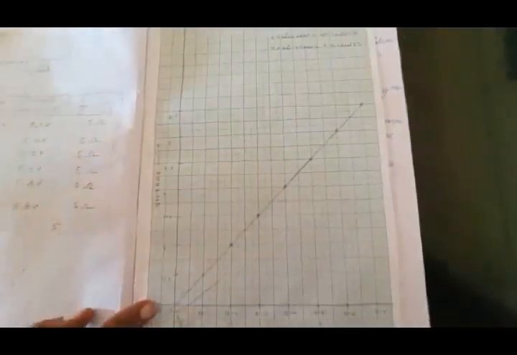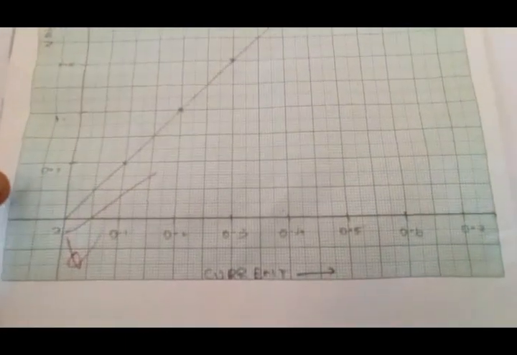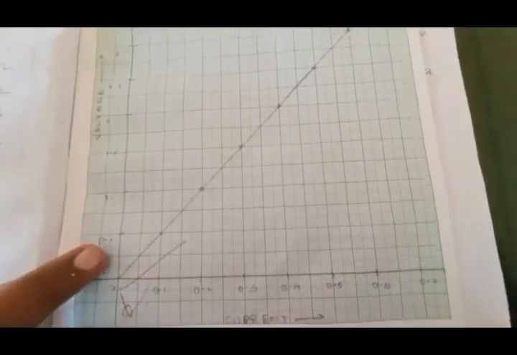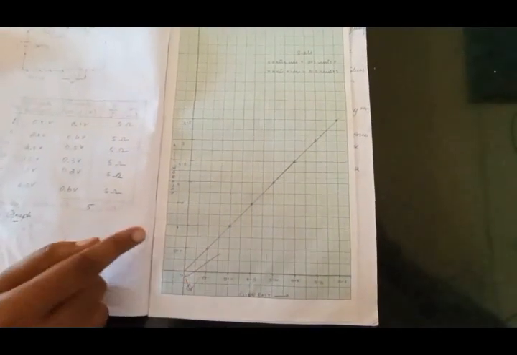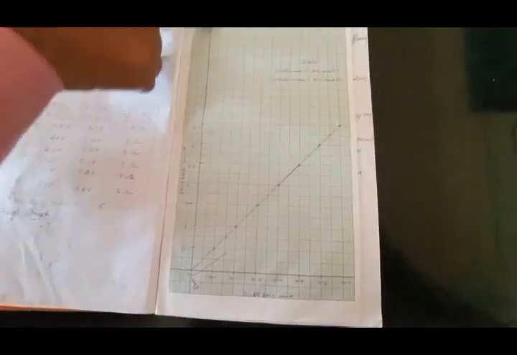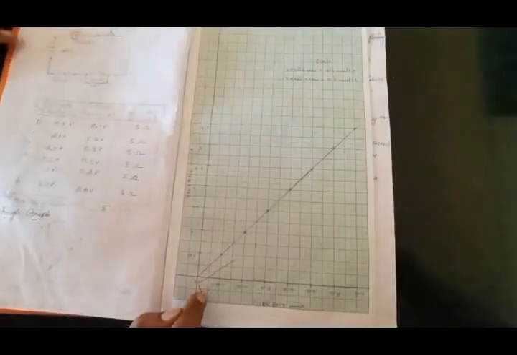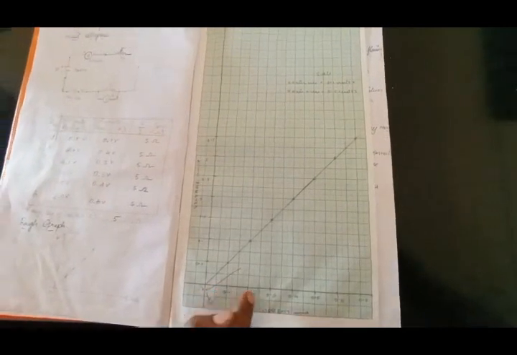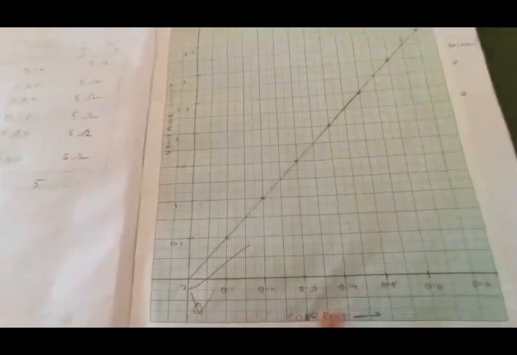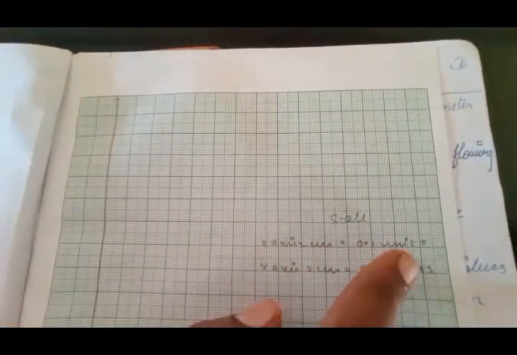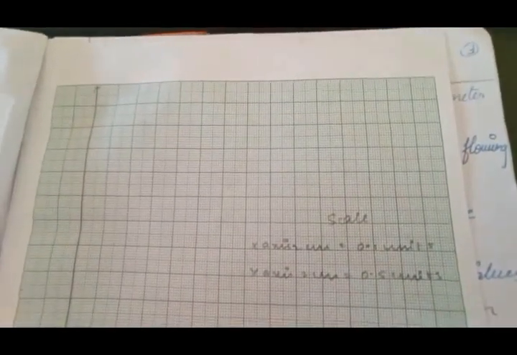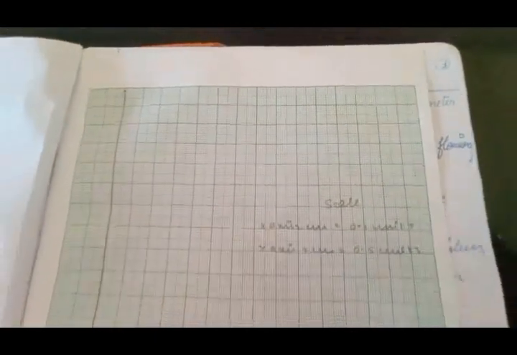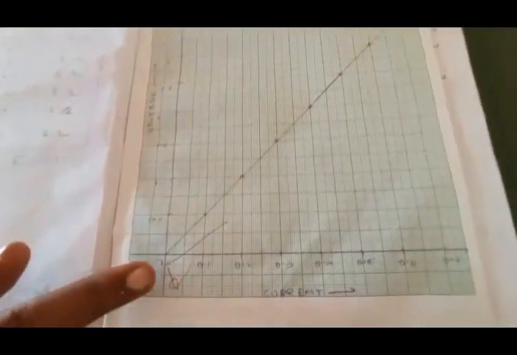Okay, and then you have to plot the reading for each and everything. So for 0.5 volt, the current is 0.1. I hope you know how to mark a graph. You know that on the x-axis, 1 centimeter is how many units, and 2 centimeter is how many units. So here you can see the scale. On the x-axis, 1 centimeter is 0.1 unit. On the y-axis, 1 centimeter is 0.5 unit. According to the readings you can take the scale. Then you have to plot it.